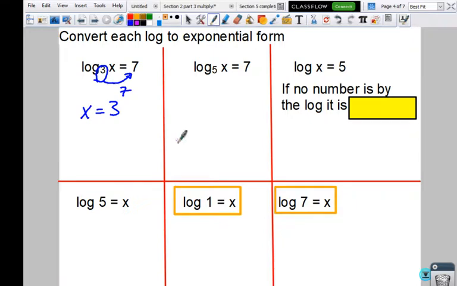Alright, let's look at our next one. Log base 5 of x equals 7. I'm going to take my base, shove it over here on the other side, and it's going to bump the 7 up like an exponent. X equals 5 to the 7.